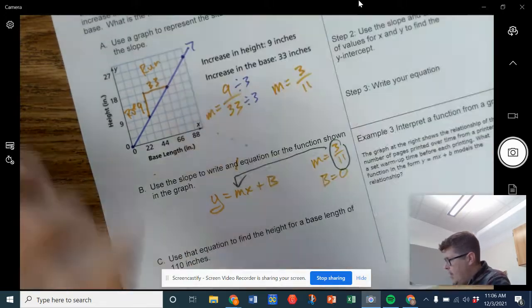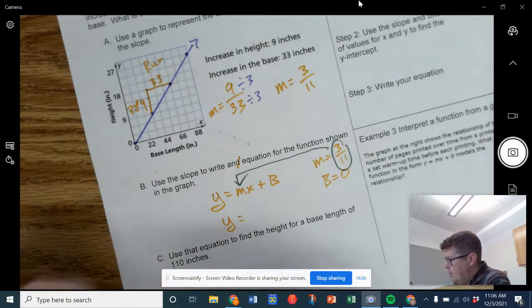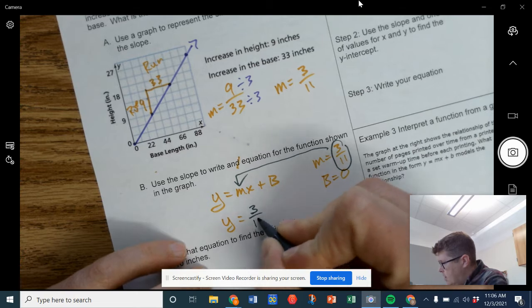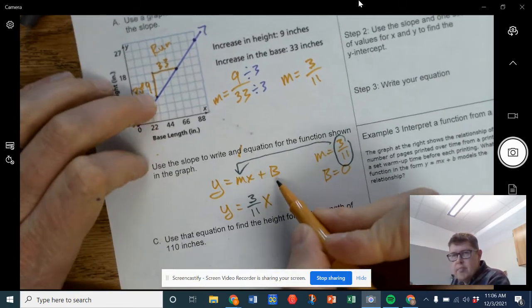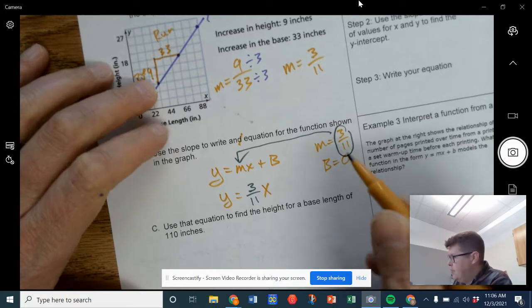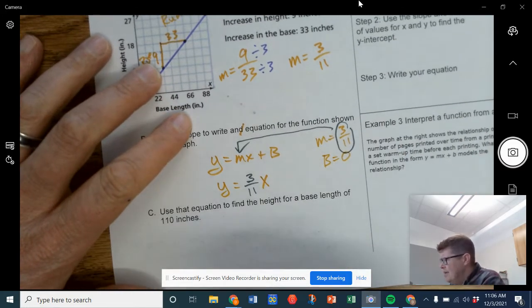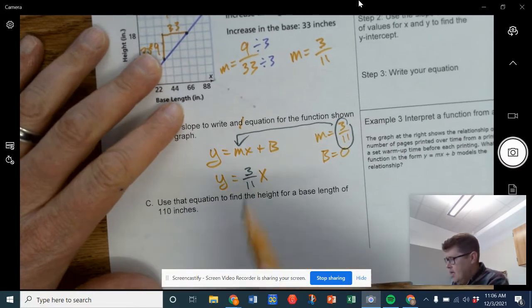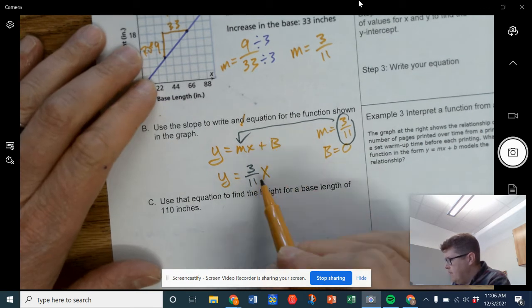And it becomes y equals 3/11 x. And we could say plus 0 if we wanted to, but you don't really need to. In fact, you probably shouldn't. It's going into algebra 1. You don't want to do that amateur move right there. So we have y equals 3/11 x. That's the equation that we found.